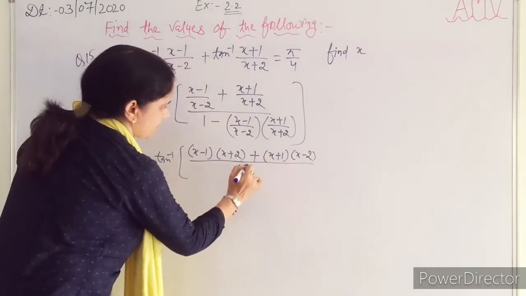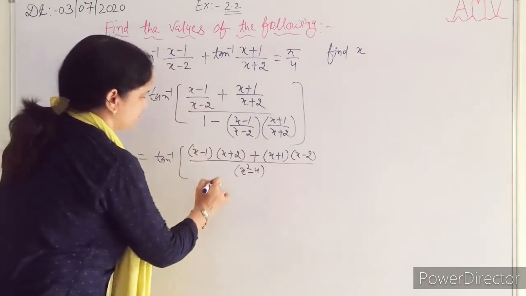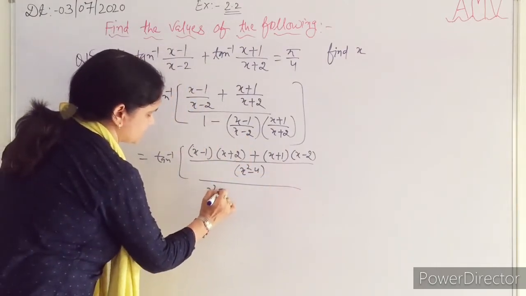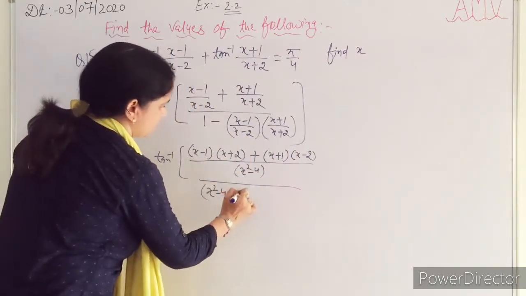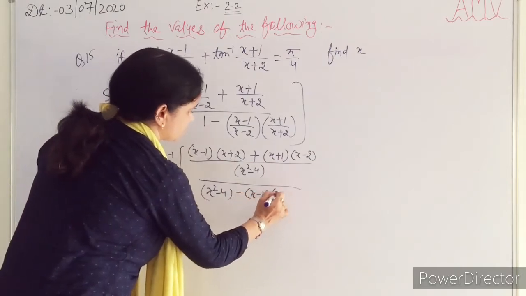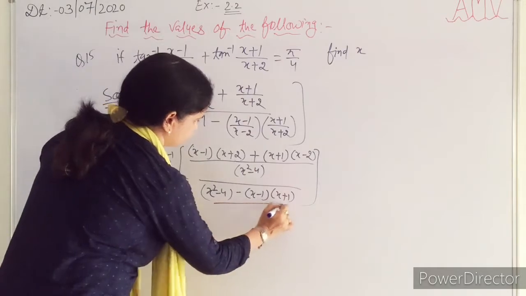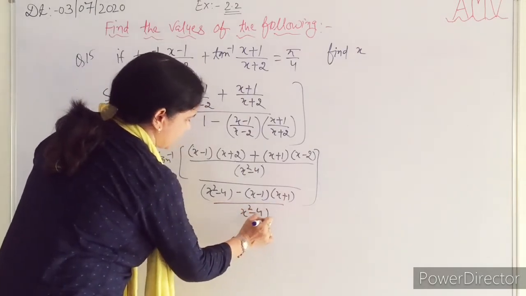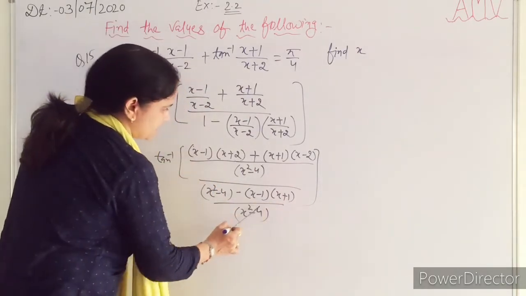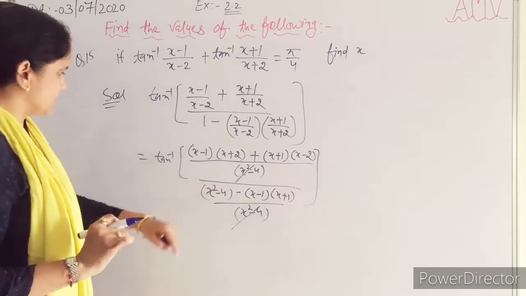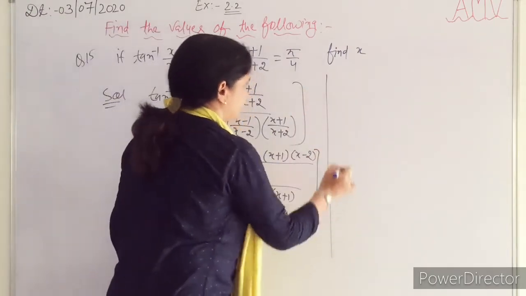LCM is x square minus 4. Same here, student. We will get x square minus 4 minus x minus 1, x plus 1, upon x square minus 4. The x square minus 4 and x square minus 4 will cancel. Now simplify.